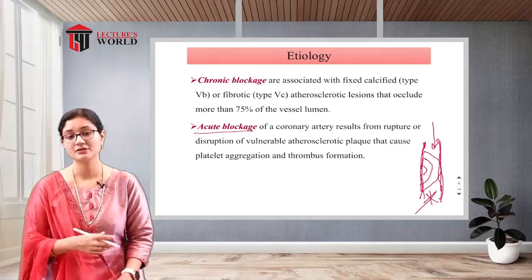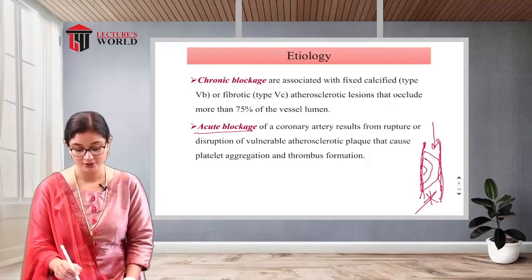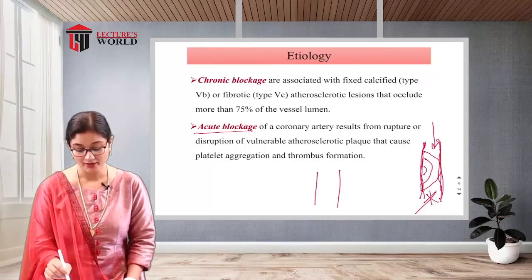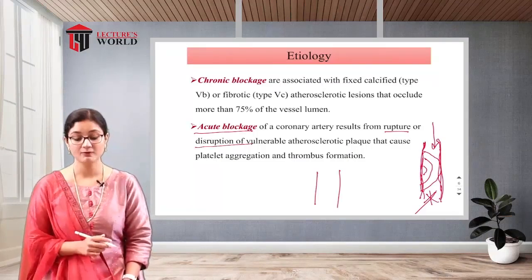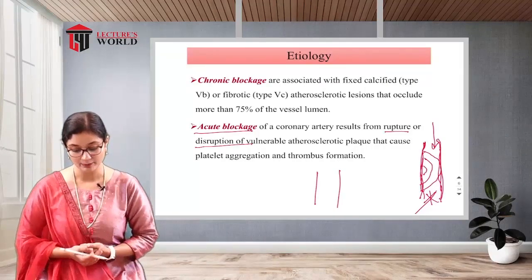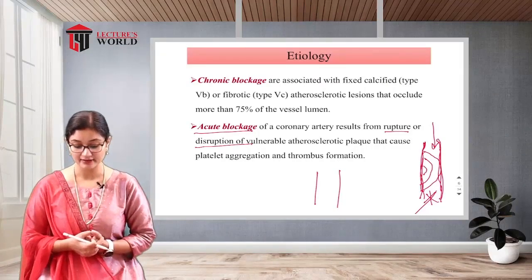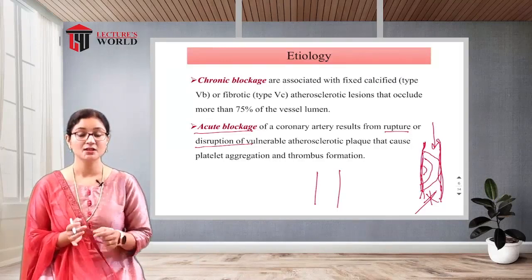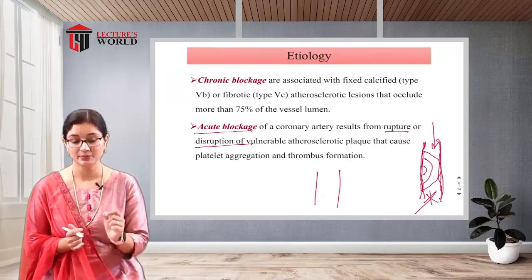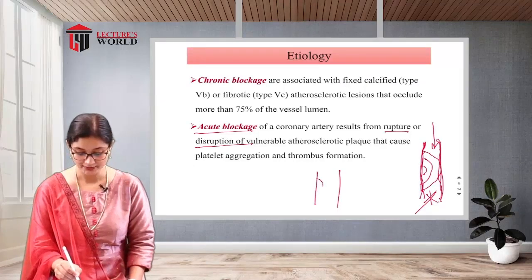Next, acute blockages are more common. Now what happens in acute blockage? You can see coronary artery blockage results from rupture or disruption of vulnerable atherosclerotic plaque that causes platelet aggregation and thrombus formation. Now what is happening over here is that this particular plaque, now let me take this as a plaque.